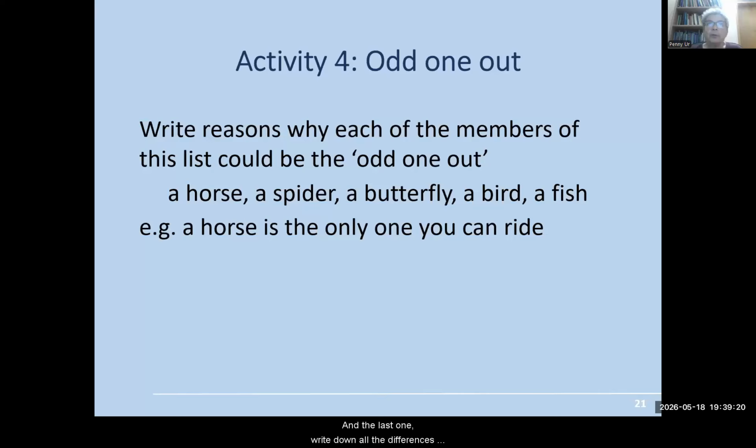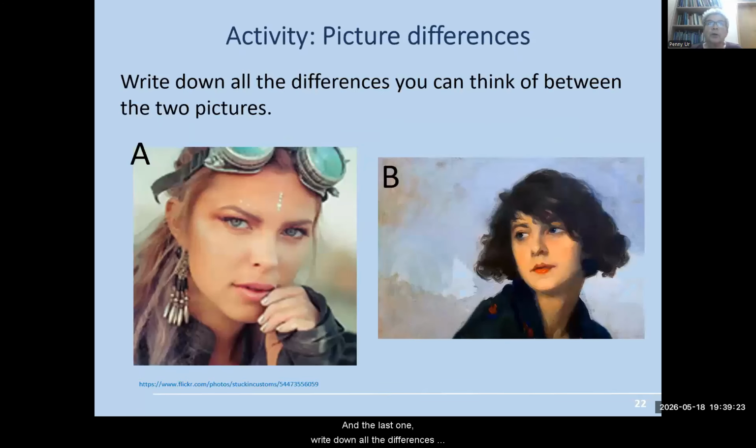And the last one, write down all the differences you can think of between the 2 pictures, picture A and picture B, or if you like, girl A and girl B. Okay, a minute and a half from now to write on your paper.